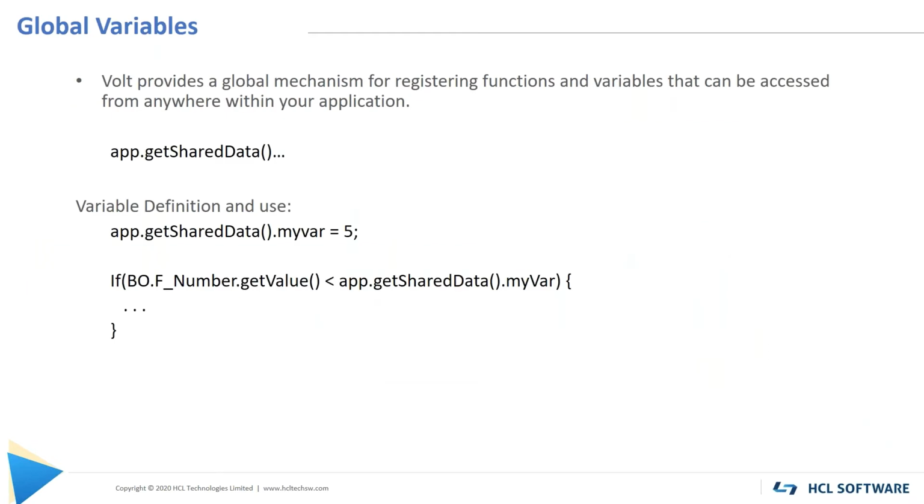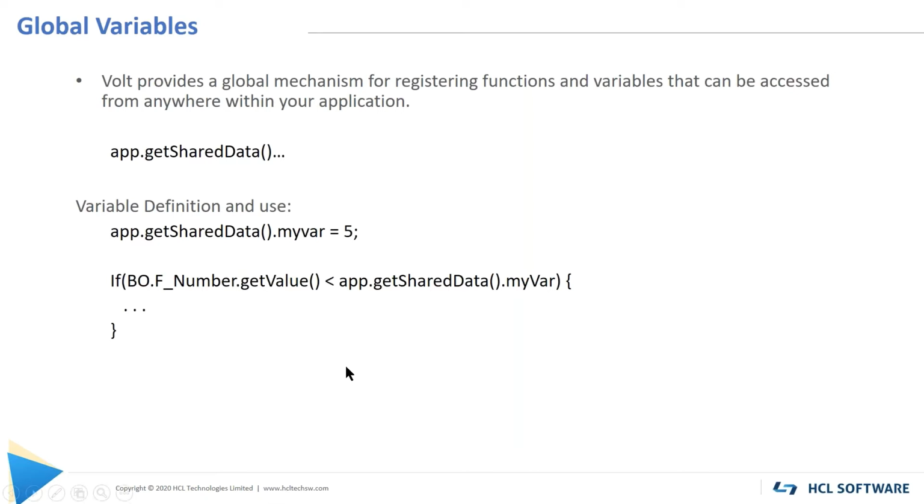So global variables. We have this mechanism to be able to register functions and variables that you can use anywhere in your application. And it's a container, basically app.getSharedData. And so if you preface any variable with app.getSharedData, it now becomes available anywhere inside of your application. And so you can use it.